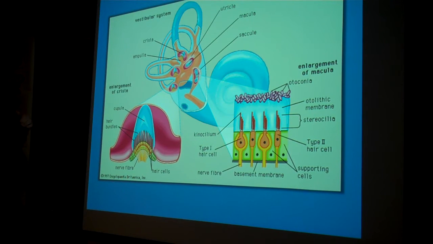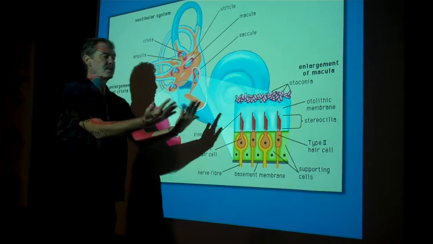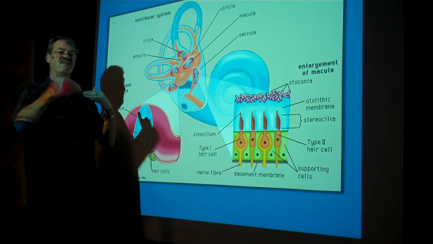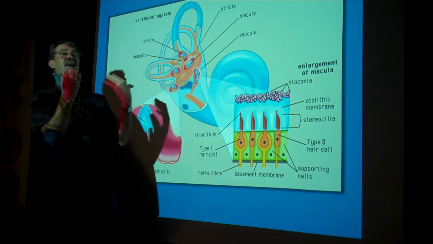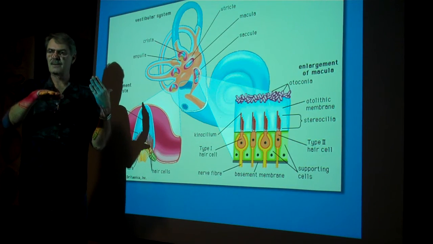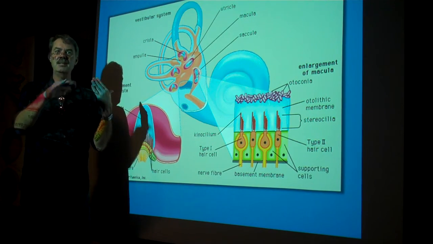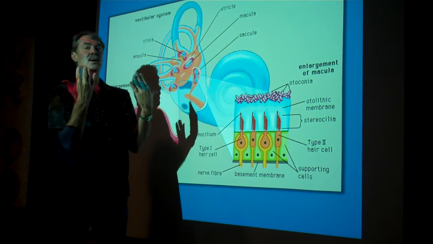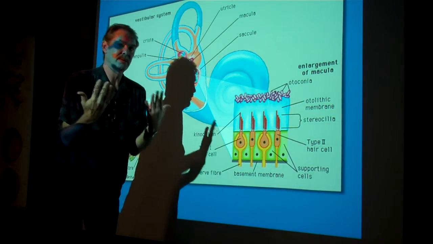So if I'm going in this direction, these cells are bending backwards. And as long as I'm accelerating, as long as I'm going faster and faster and faster, I'm going to feel that. But as soon as I come to a certain speed, even if it's 70 miles an hour in your car, as soon as you come to a constant speed, everything goes back to normal. So it's only the acceleration or the deceleration that you feel.